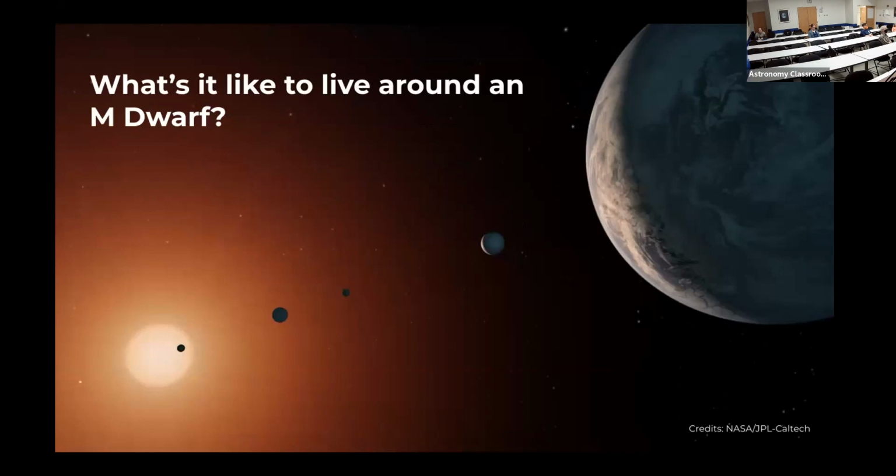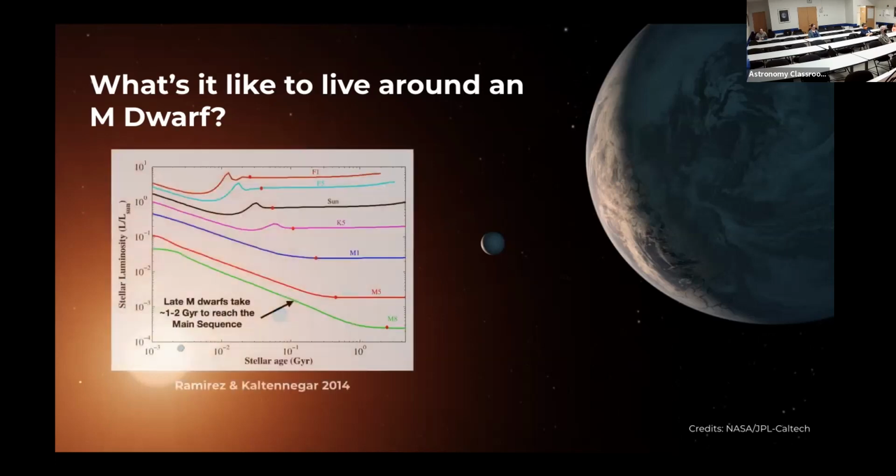We are really interested in whether these planets are able to have atmospheres when they orbit M dwarfs, because M dwarfs are very different than sun-like stars. They have much longer lifetimes, so each stage of their life is kind of stretched out. They take a lot longer, 1 to 2 gigayears, to reach the main sequence. And during this part of their lives, they're very active.